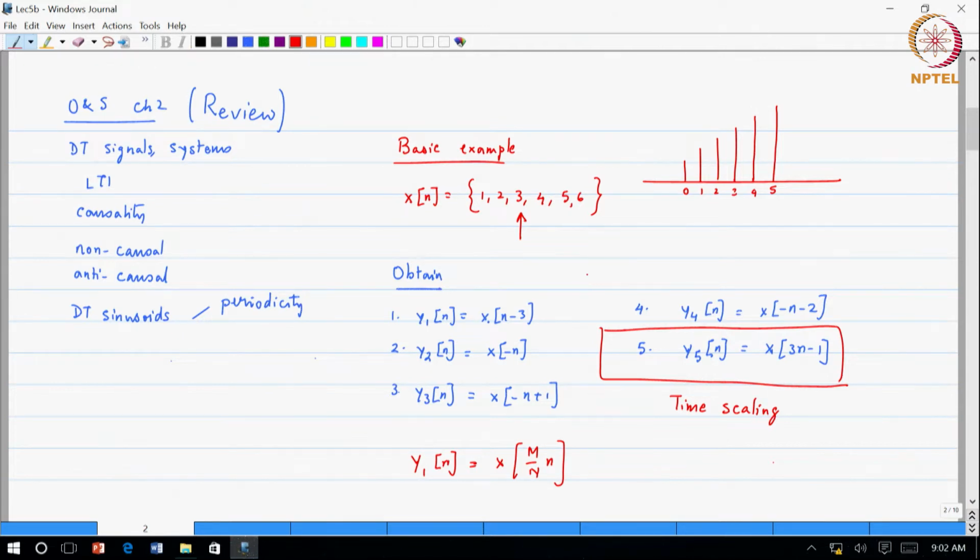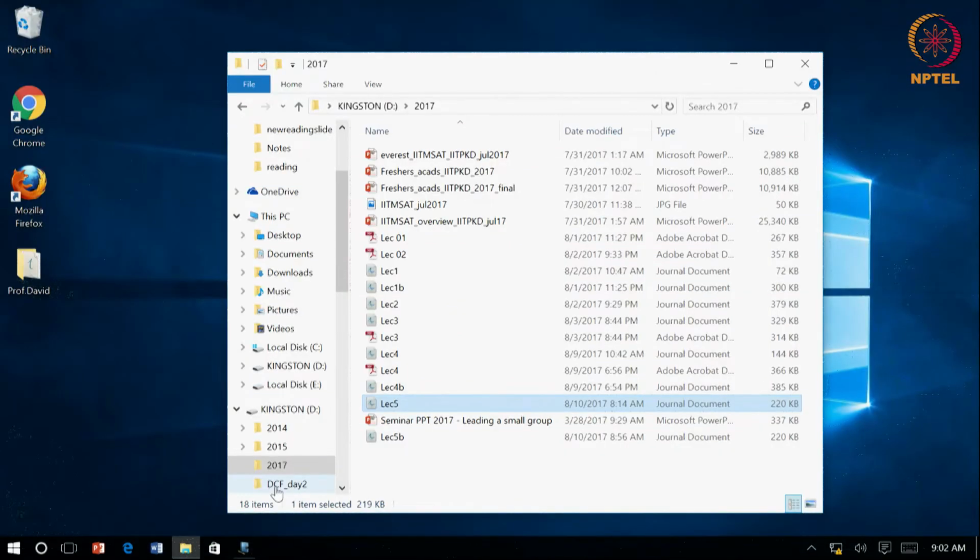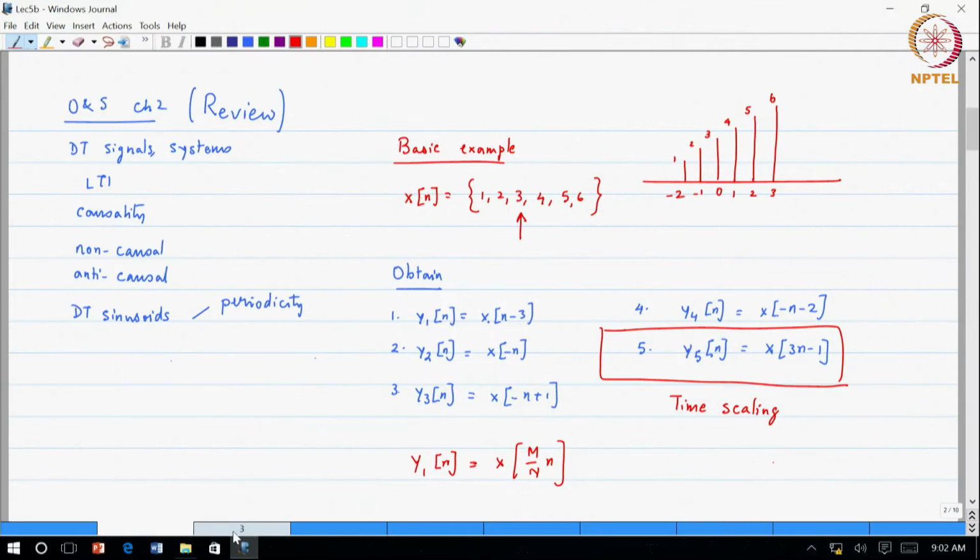Am I right? No. We are told that sample number 3 is the time 0 index. So the 0 index actually happens here. So this is sample number 3, 0, 1, 2, 3, minus 1, minus 2. Please make sure that the arrow is a key indicator. So the heights of these are 1, 2, 3, 4, 5, 6.